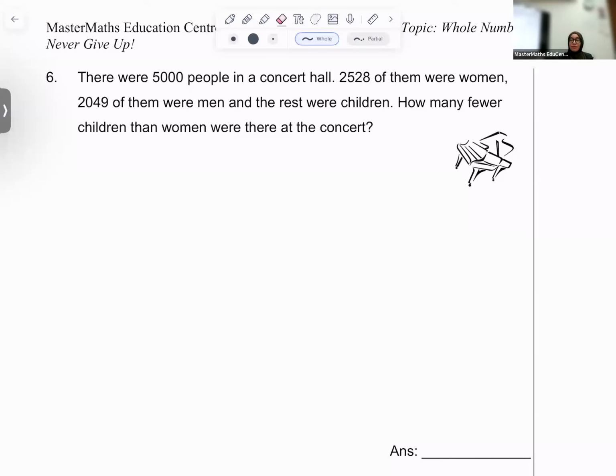Where is it? Fewer. Yes, good. We are looking for how many fewer. How many fewer? That means we are looking for the difference. If we are looking for the difference, or if we have a comparison phrase, that means we have to draw what kind of model?